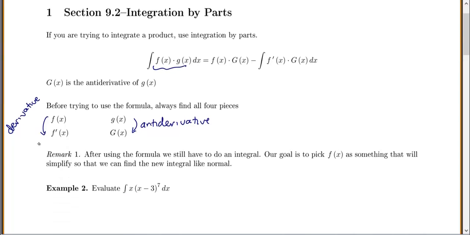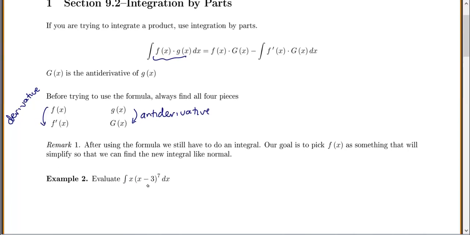Let's try it out. Let's say we want to evaluate the integral of x times (x minus 3) to the power of 7 dx. When we use integration by parts, f of x is usually the simplest thing there. So in this case, x is probably the simpler thing. Let's try this; sometimes you pick it wrong and you have to switch. Let's try f of x equals x and g of x equals (x minus 3) to the power of 7.